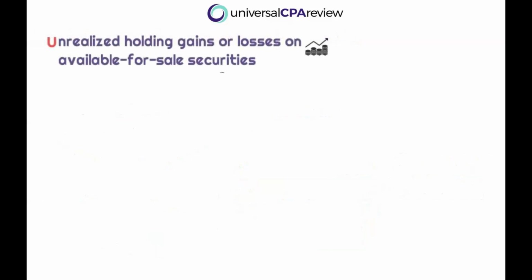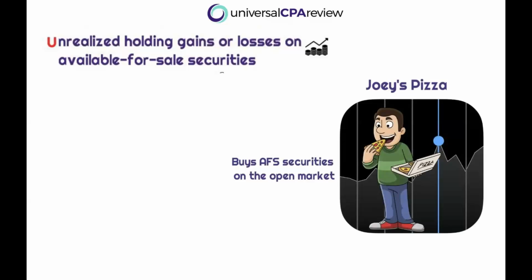Okay, next up we have the U in PUFIE. Unrealized gain or loss from available for sale securities is the U in our PUFIE mnemonic. So let's say that Joey's Pizza buys some debt securities on the open market. These debt securities are going to be classified as available for sale securities, right? They're not trading securities because they plan on hanging on to these in more of an investment capacity. Okay, so they're not classifying these as held to maturity either. They're classified as available for sale.